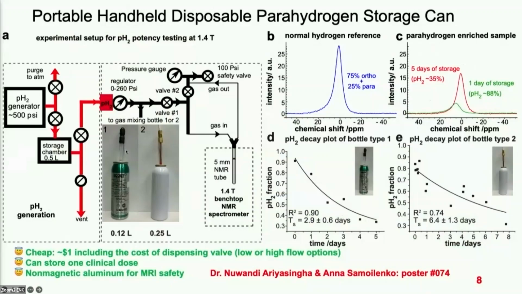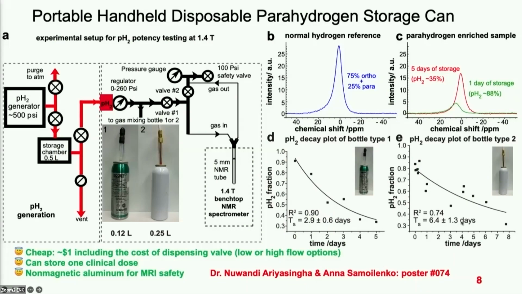We have 2 different sizes, 0.1 and 0.2 liters. And then we eject hydrogen and quantify it several days after, and we do it in a repeatable fashion. And as you see, for the smaller can, we get a T_S, or the exponential decay constant, of approximately 3 minutes.